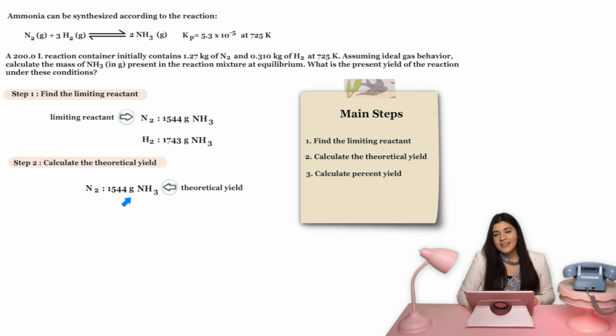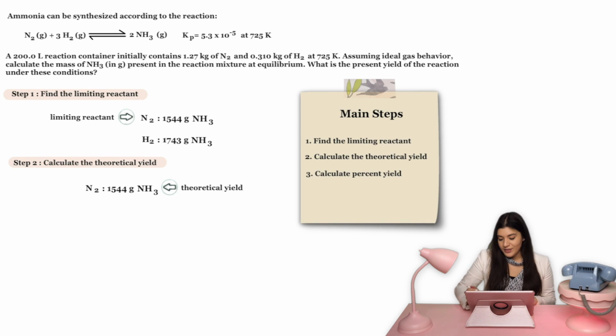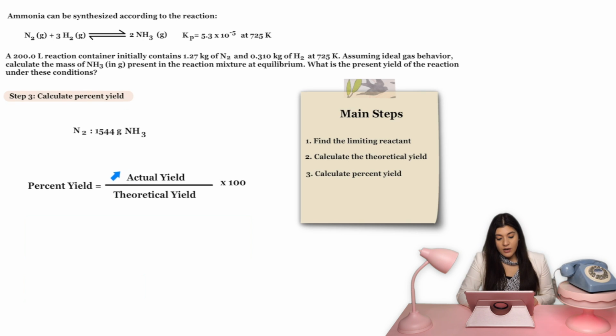Last step here is to calculate the percent yield. Remember, for our percent yield, it's our actual yield on top divided by our theoretical yield and times 100 since it is a percentage. So our actual yield came from the very beginning of the question where we were looking for the mass of our ammonia at equilibrium. That's where the actual yield comes from. Our theoretical yield came from finding the limiting reactant and seeing how much product our limiting reactant produced.